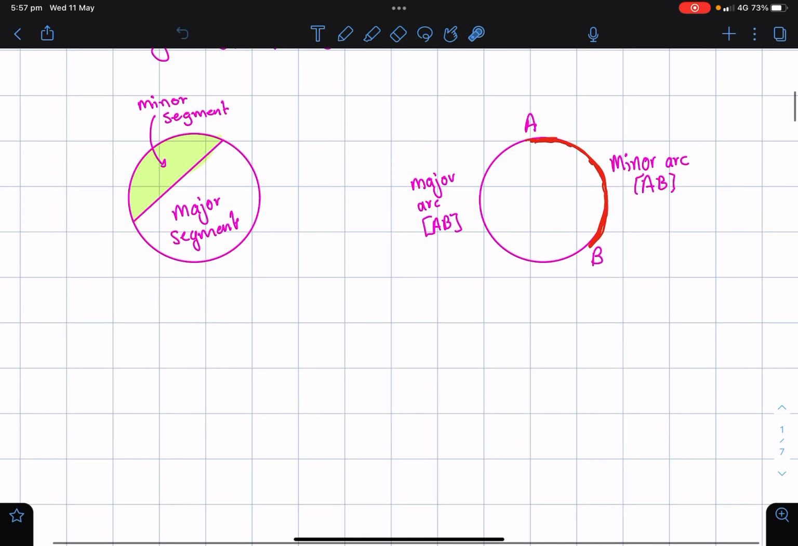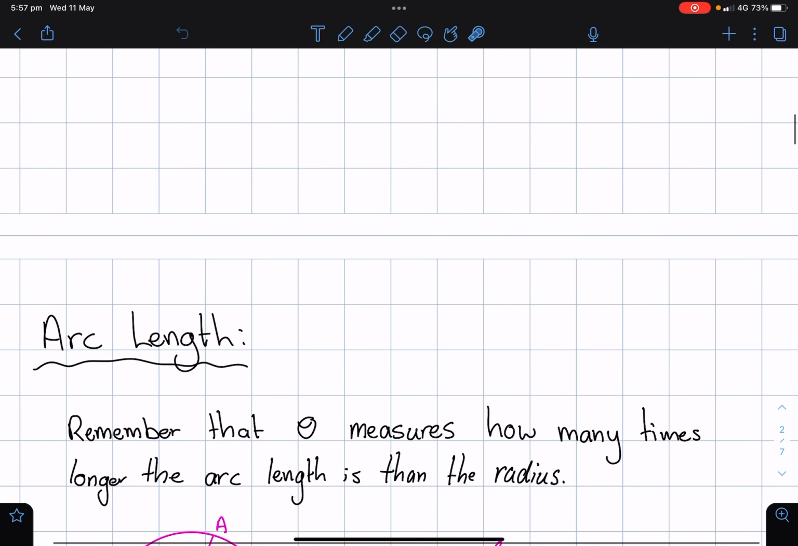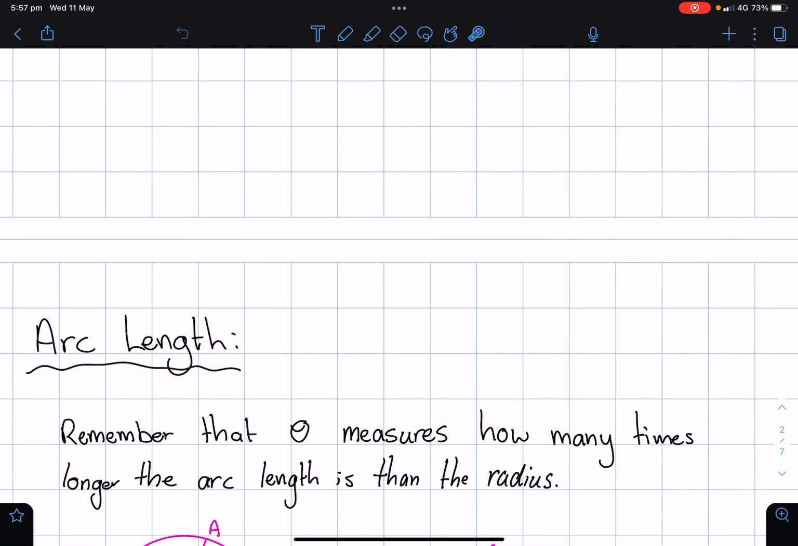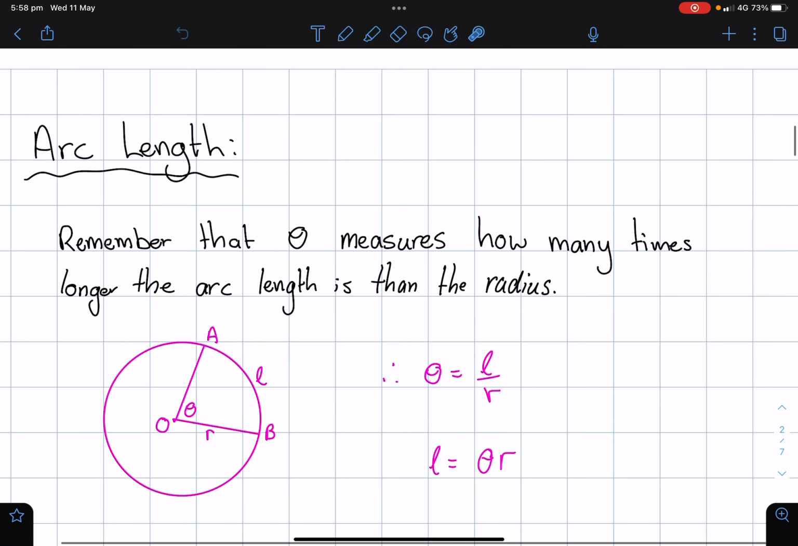All right. So arc length. So remember that theta measures how many times longer the arc length is than the radius. So remember we're talking in radians here. So if we have a diagram looking like this, if theta measures how many times longer the arc length is than the radius, then theta is equal to the arc length divided by r. Okay, so we're looking at how many times bigger L is than r. We're looking at that ratio.